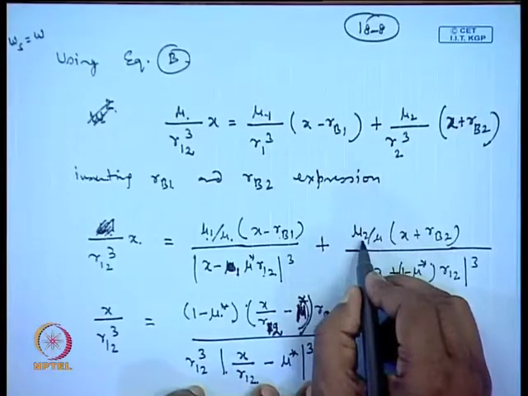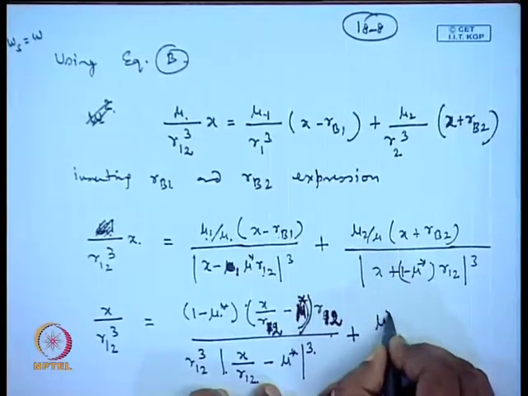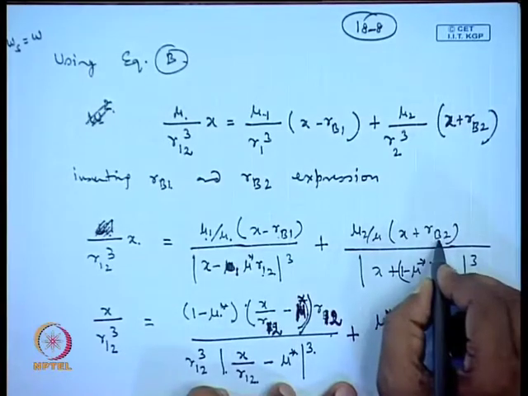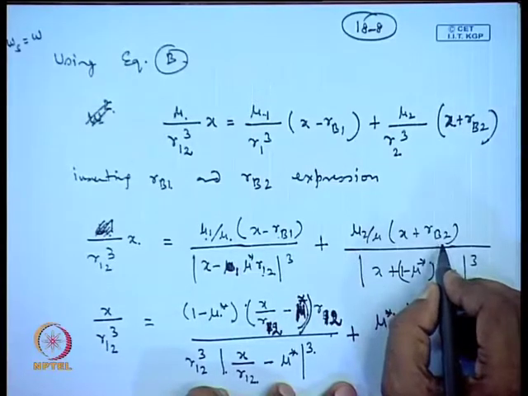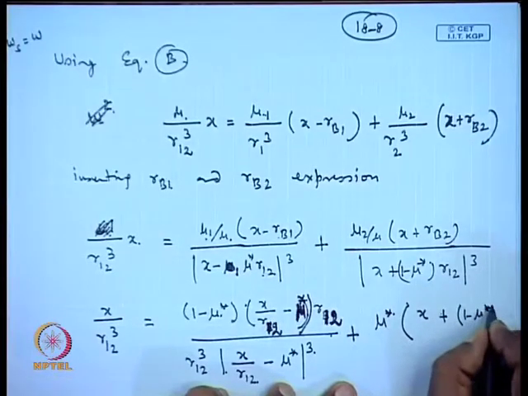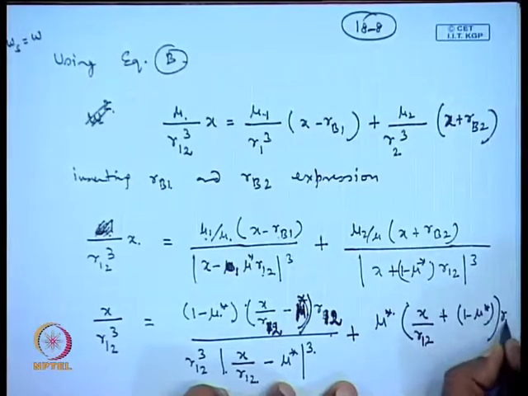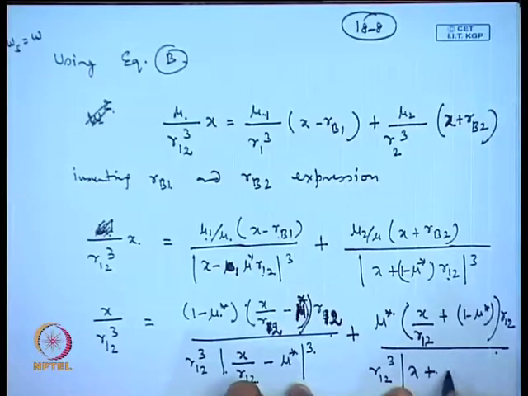So, this quantity mu 2 by mu is nothing but mu star. So, this becomes mu star, and here also we can do the same thing, x, and r b 2 is 1 minus mu star times r 1 2. So, we can replace this as 1 minus mu star times r 1 2, and outside r 1 2 divided by r 1 2 we can take out of the bracket here, okay, x plus 1 minus mu star, this is whole cube.